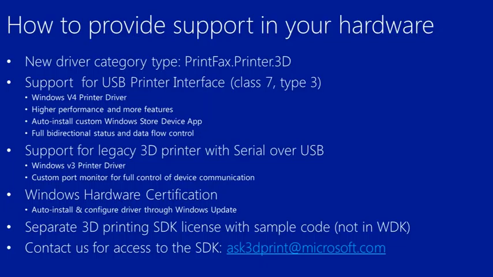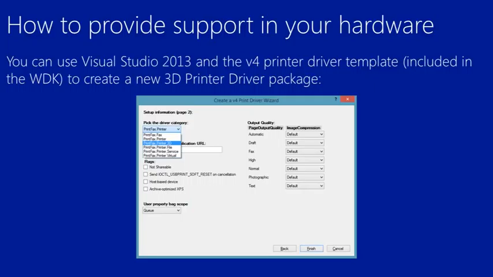We'll also provide Windows hardware certification, which allows auto-installing and configuring of your driver through Windows Update. And that allows you to provide a Windows logo with your device when you market it. This is all included in a separate 3D printing SDK that's available under license, and it includes sample code that's not in the WDK. If you'd like to access this SDK, please send us email at ask3dprint@microsoft.com. You can also use Visual Studio 2013 to just quickly create a V4 print driver from the template. This is in the WDK, and you'll see you can create a new 3D printer driver package with that new category type.